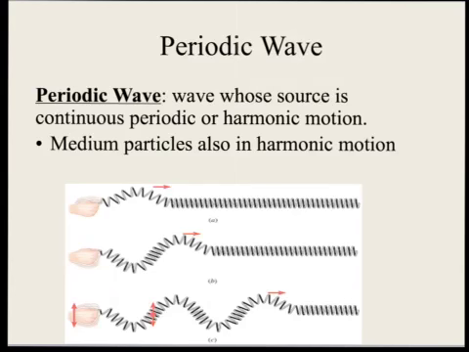The diagram below shows a periodic wave at 3 points in time. So a periodic wave is a wave whose source is continuous periodic or harmonic motion. So the particles in the medium are also in harmonic motion. The source of the periodic wave depicted in the diagrams is just the movement of the hand here, causing the wave to travel through the spring, which will be the medium. And again, the particles in the medium are staying in the same place, but the wave is traveling through the medium.